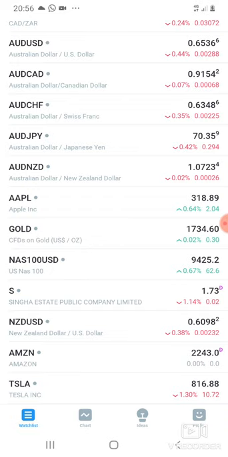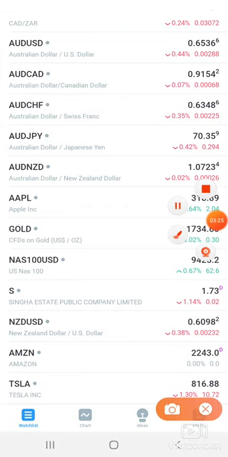What I'm saying is, if the US economy falls, it simply means the Nasdaq will fall, because those 100 companies are not making profits. As you can see, I also have three of them here, which are Tesla, Amazon, and Apple.